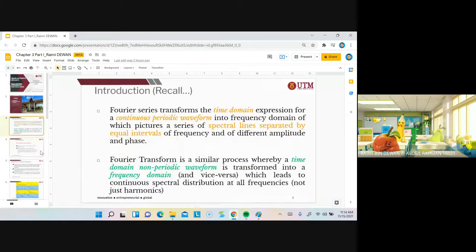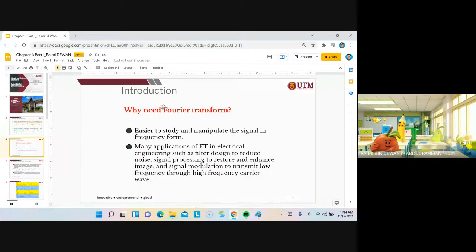Okay, so far so good. It is actually converting a non-periodic signal. So why do we need the Fourier transform? Sometimes it is easier to study and manipulate the signal in frequency form.